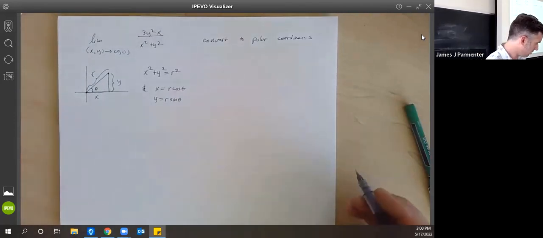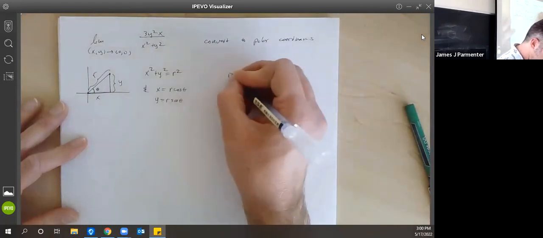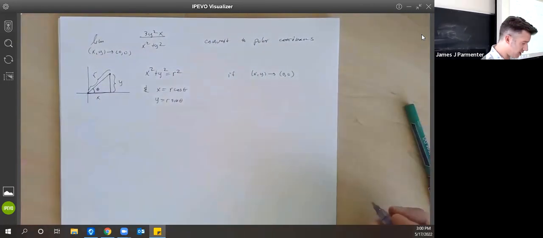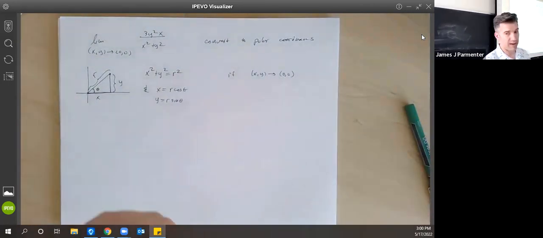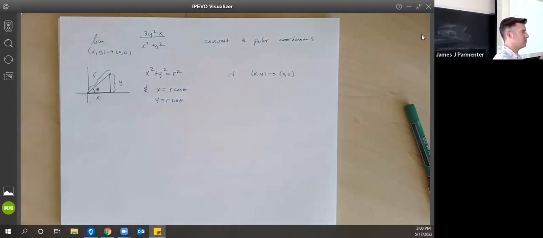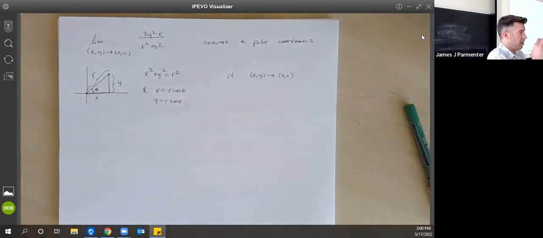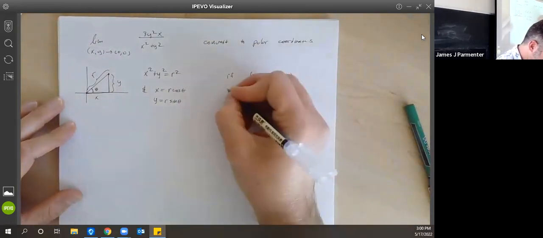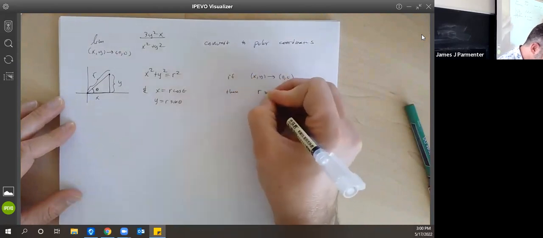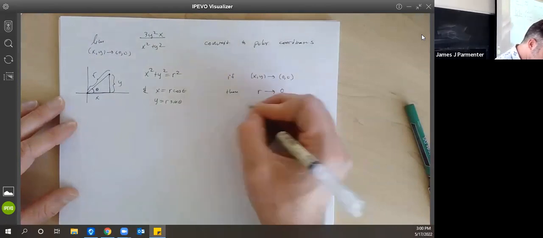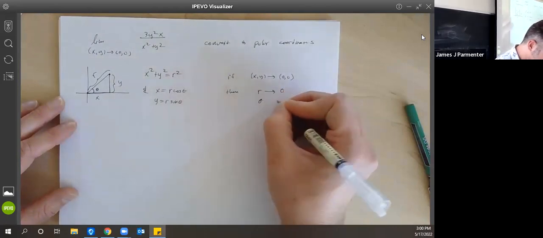So notably, if x, y is going to 0, 0, it doesn't matter what your angle is. All that matters is that your radius is also going to 0. Your angle could be pi over 4, or pi over 2, or 2 pi over 3, or 3 pi over 2. Whatever way you're pointing, as long as your radius is getting smaller and smaller, you're getting closer and closer to the origin. So x, y going to 0, 0 means that the radius is going to 0, and we don't care about the angle. Theta can be anything.